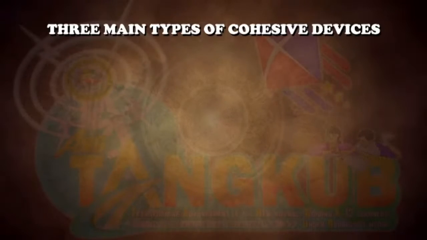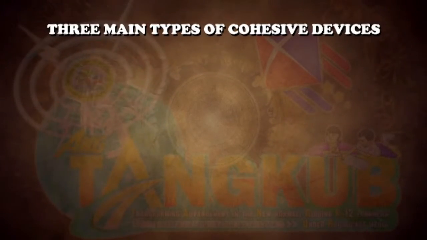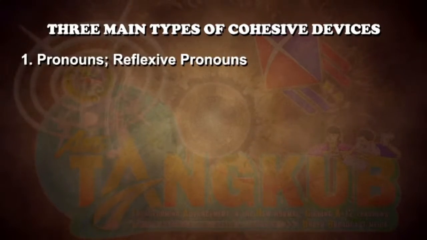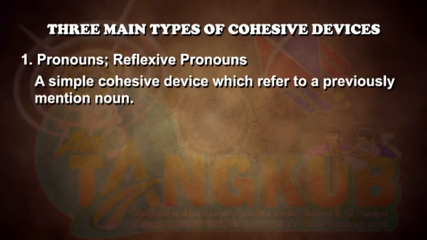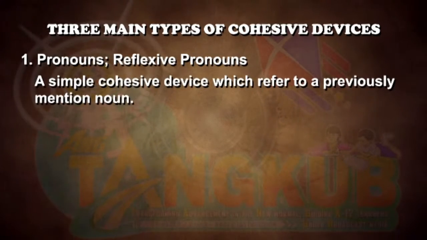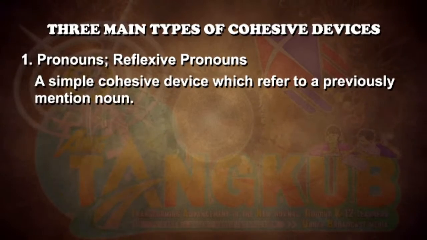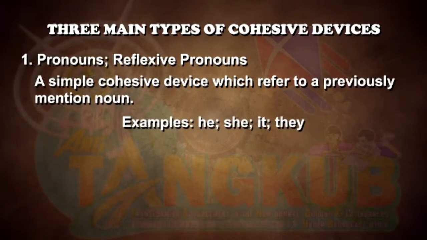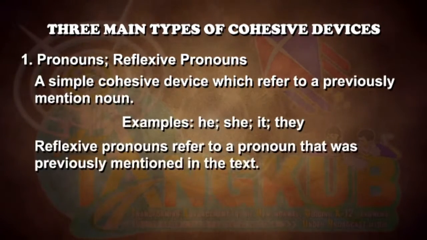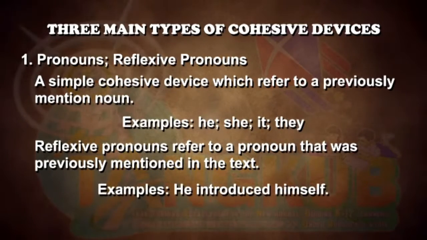There are actually 3 main types of cohesive devices. The first one, pronouns or reflexive pronouns. A simple cohesive device which refers to a previously mentioned noun. Example, he, she, it, they. Reflexive pronouns refer to a pronoun that was previously mentioned in a text. Example sentence, he introduced himself.